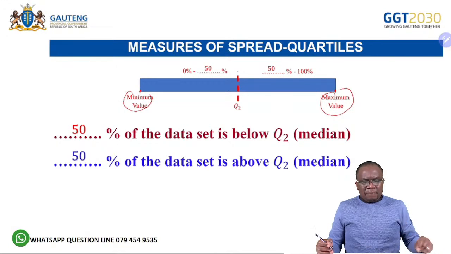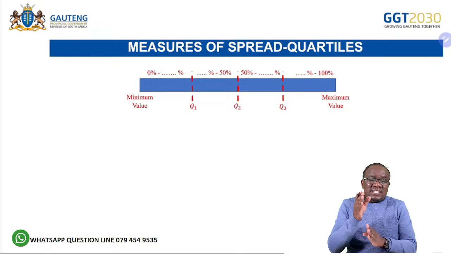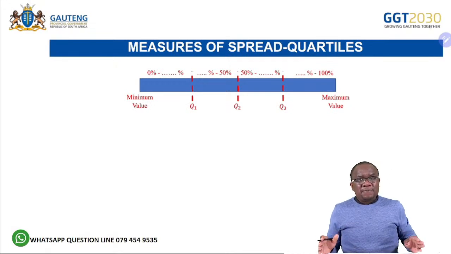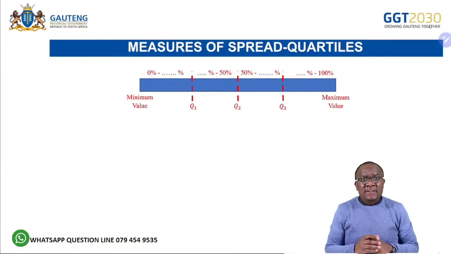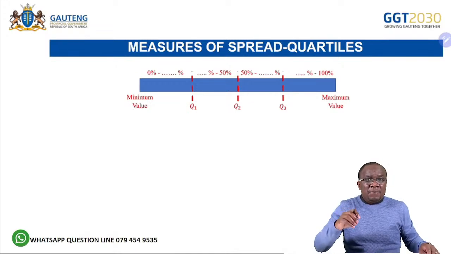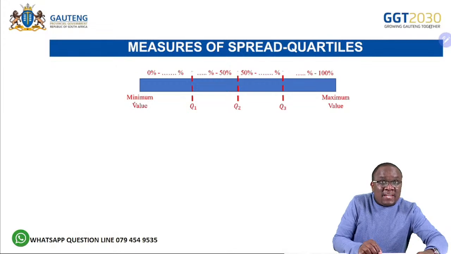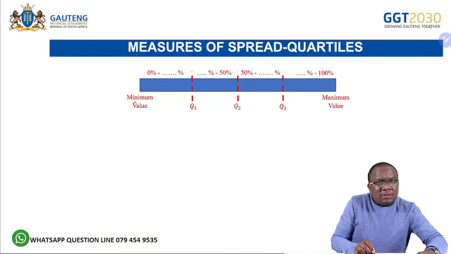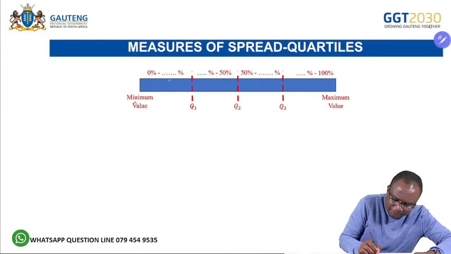Okay, now let's talk about the quartiles. The quartiles divide the data set into 4 equal parts. Remember, the whole data set is 100%. If you divide 100 by 4, how many percent is each part? We have 4 parts. Each part is 25%. So between the minimum value and the lower quartile, quartile 1, we have 25%.